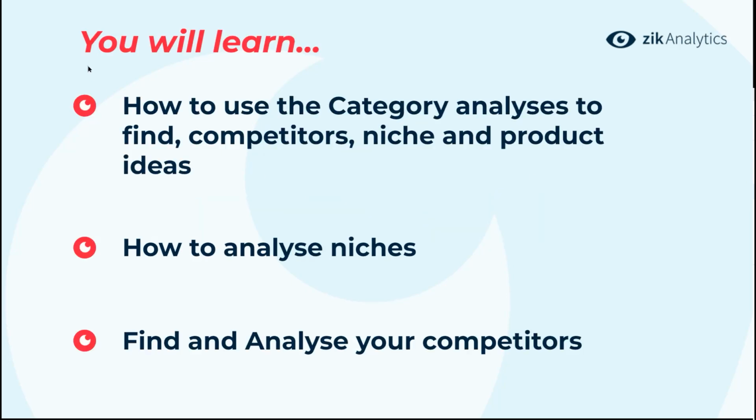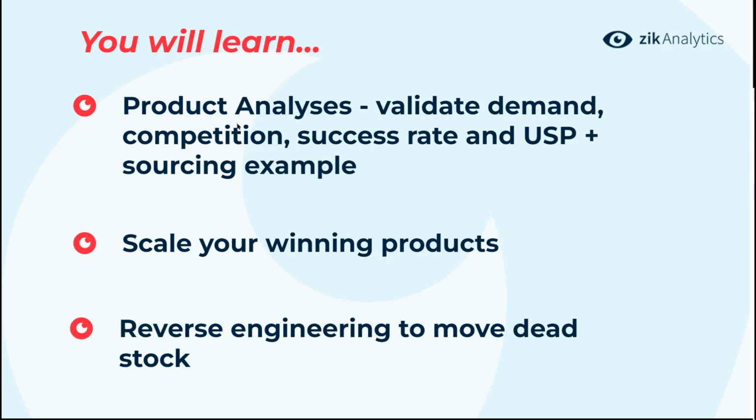So what you're going to learn today? We're going to start with how to use category analysis to find competitors, niche, and product ideas. We're going to move on to how to analyze niches. Then find and analyze your competitors in your niche. How to do product analysis. Validate demand, competition, success rate, and unique selling proposition, plus a sourcing example from Alibaba.